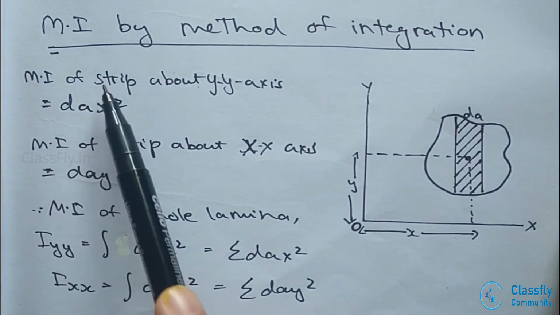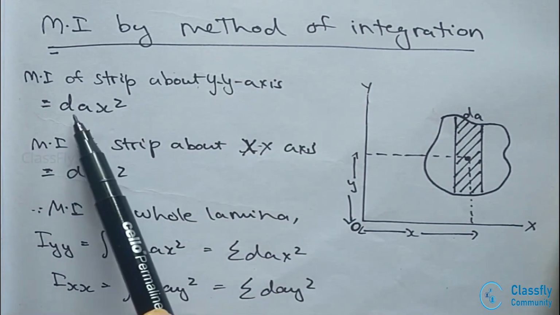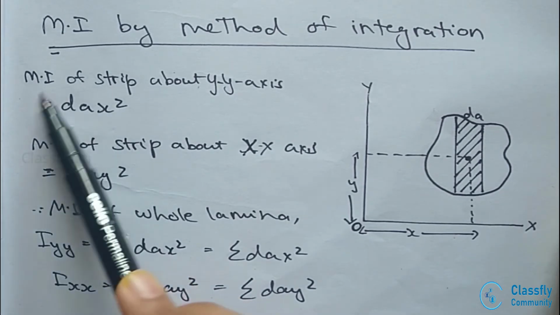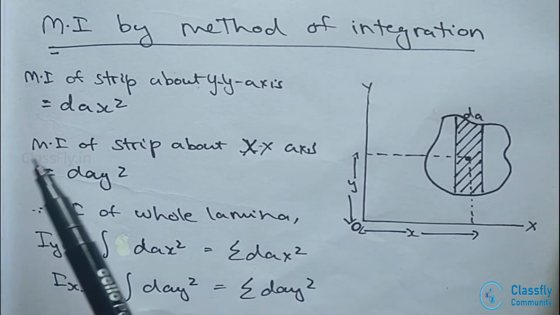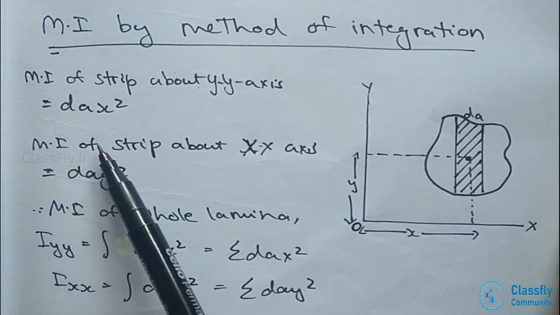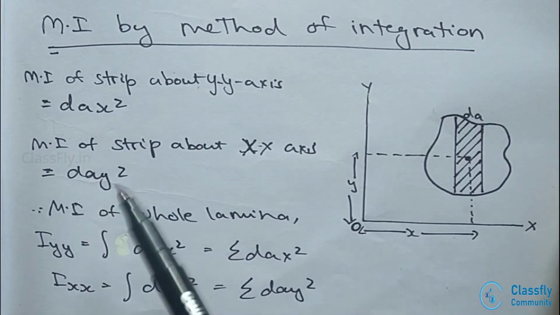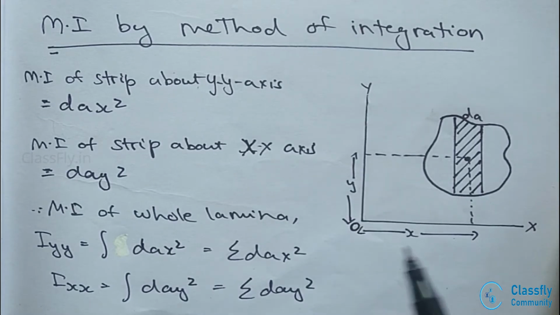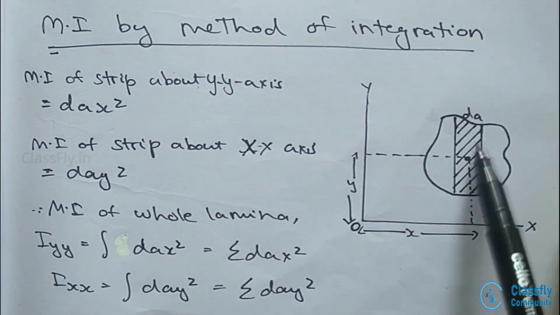Now, moment of inertia of the strip about the y-y axis is given by dA into x square, that is the product of the area and the square of the perpendicular distance. Similarly, the moment of inertia of the strip about the x-axis is given by dA y square, that is the product of the area and the square of the perpendicular distance. Now, these are the moment of inertia for a small part of the lamina.